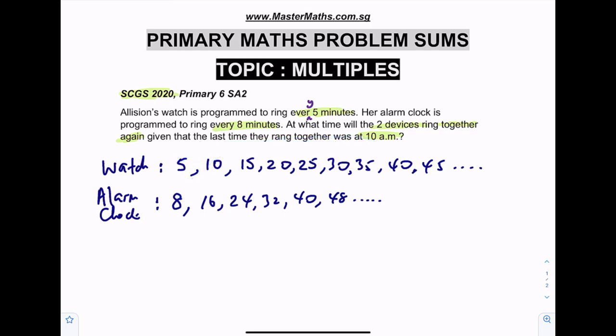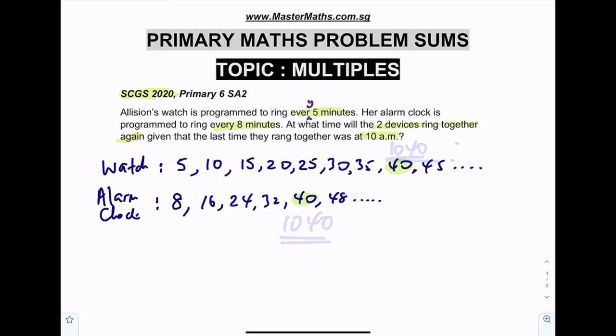So at what time will they ring again together? That's when there's a common timing, right? So the watch, if you have a look, this time and this time is common for the watch and the alarm clock. So at 10:40, the watch will go off. Same for the alarm clock, 10:40 also.